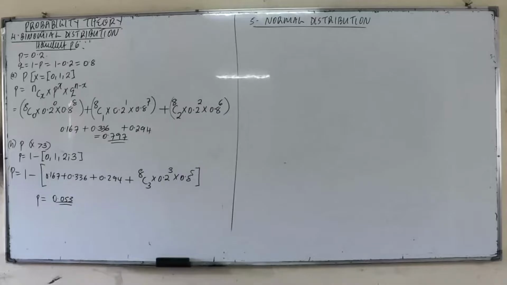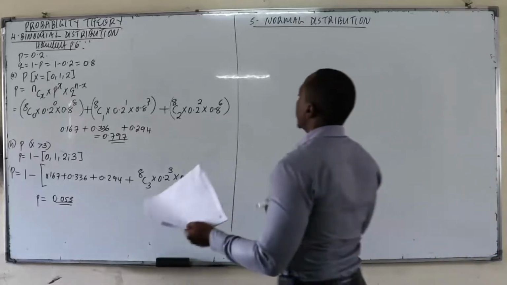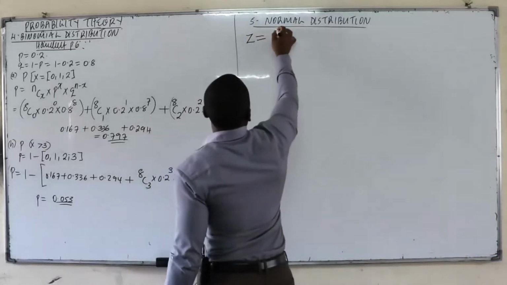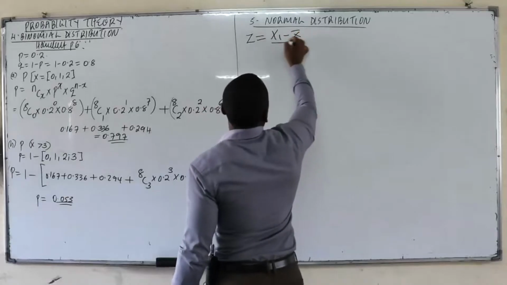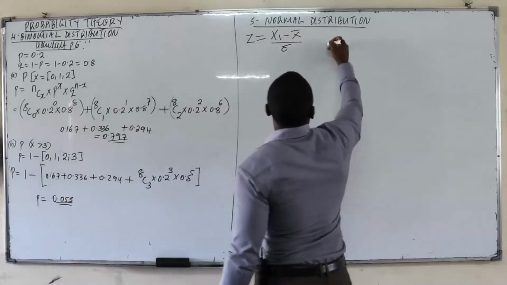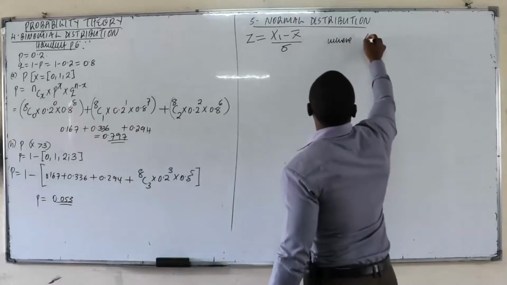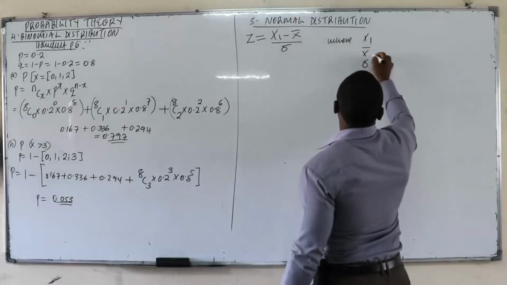It starts by standardizing the values using the following formula. Z is equal to x1 minus x bar over the standard deviation, where what is x1, what's x bar, what's that?